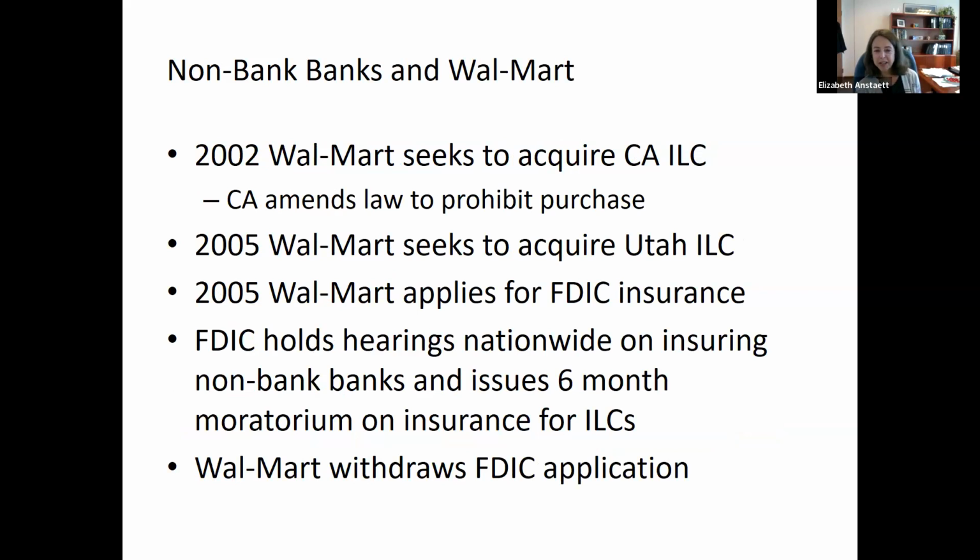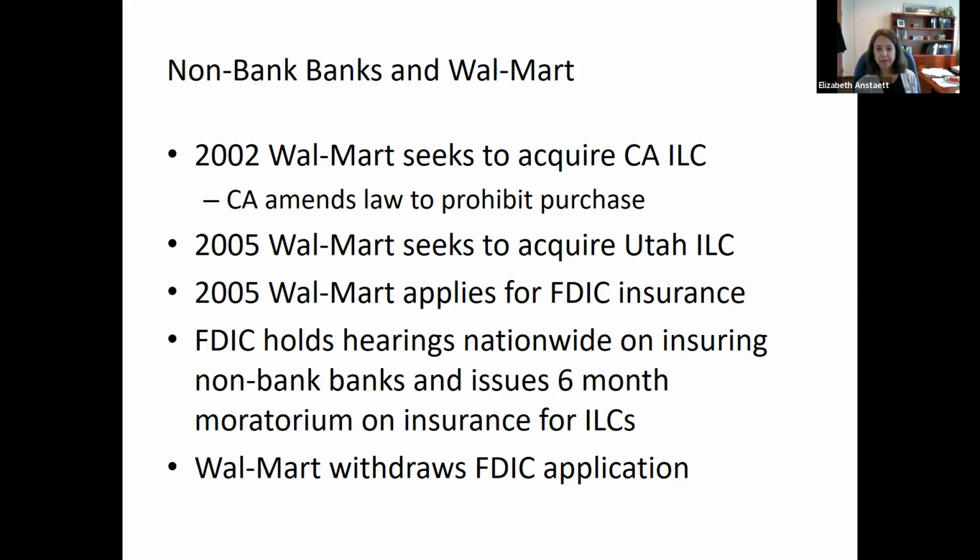Walmart, I had mentioned, and I had you read a note on it for one of the other modules. Walmart decided that it wanted to get into banking, and it sought to acquire an existing ILC in California, and California immediately amended their laws to prohibit that type of purchase. Walmart then was able to acquire an ILC in Utah, because typically, because of these grandfather provisions, you have to get an ILC that's already in existence. So they were able to obtain the ILC in Utah.